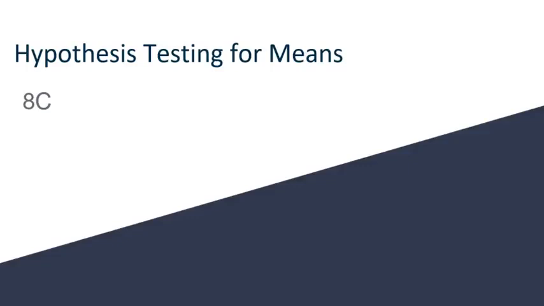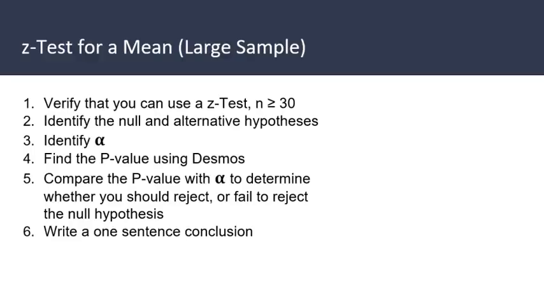All right, 8C, we're going to do hypothesis testing for means this time. And just like with our confidence intervals, we can do a z-test or a t-test. So you have to pay attention to the sample size. It's the same rules. If n is 30 or higher, it's a z-test. If it's less than 30, it's a t-test.